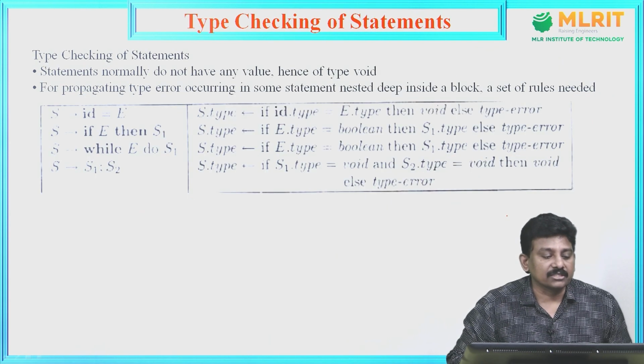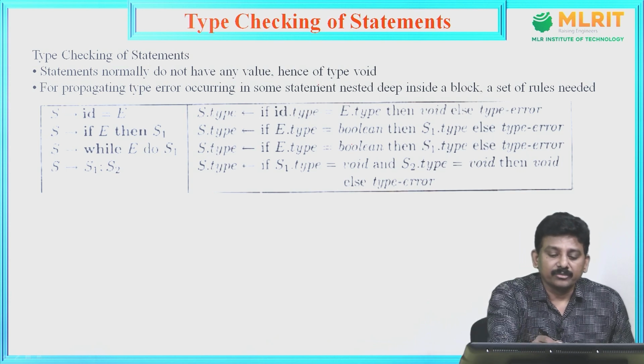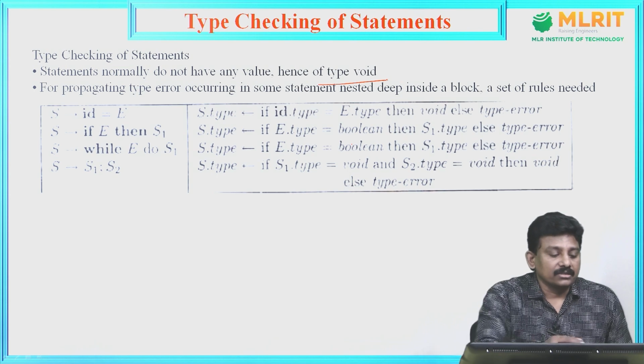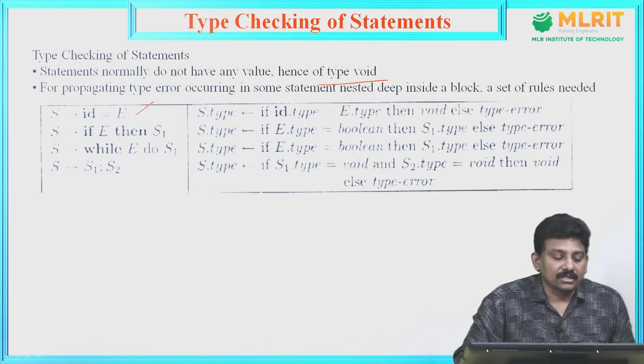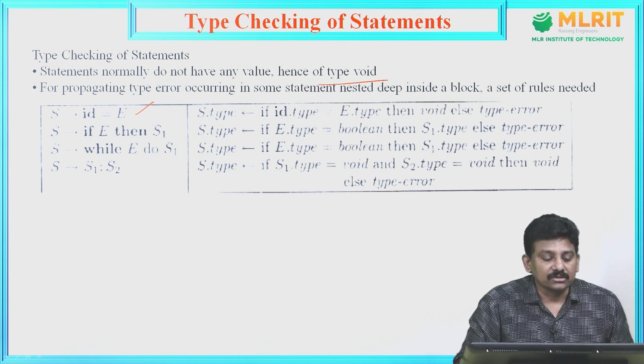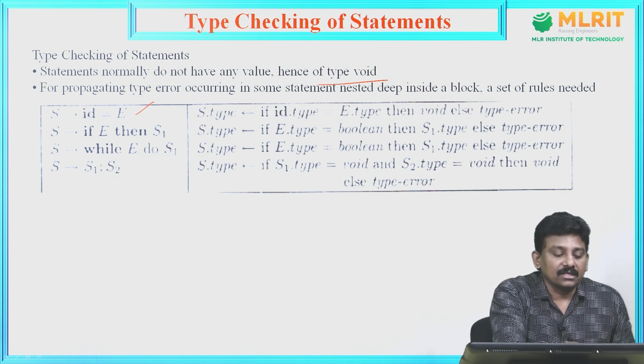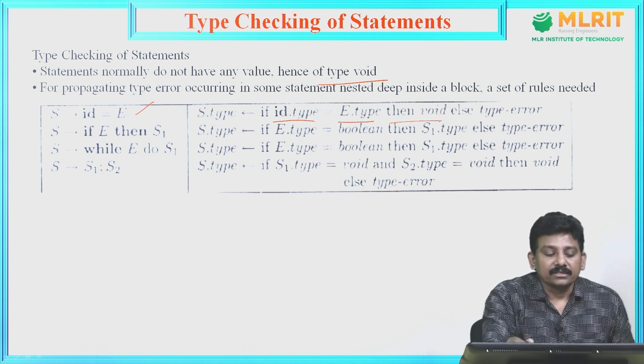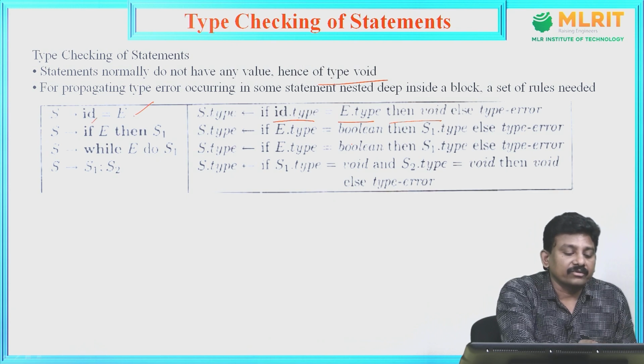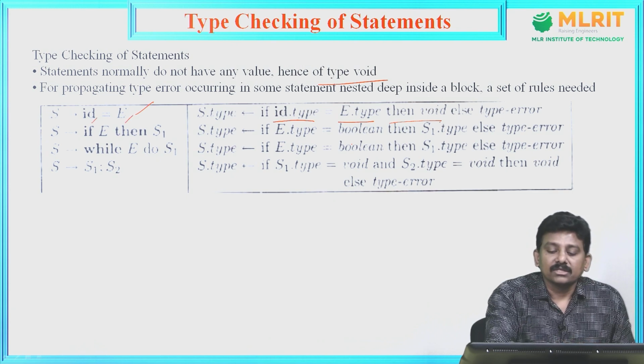Type checking of statements. Statements normally do not have values, hence type void. If there is a statement s derives id equals e, where e is an expression and id is an identifier, then s.type is: if id.type and e.type are both the same, the return type is void, else type error.